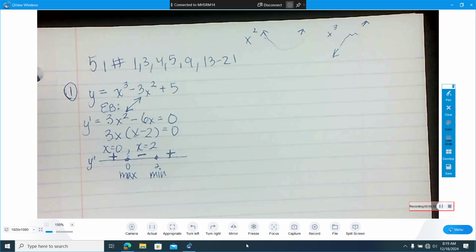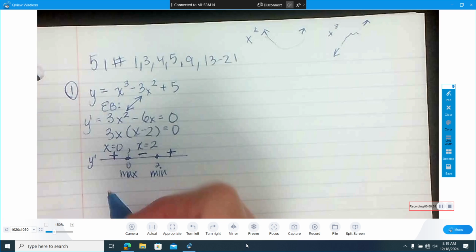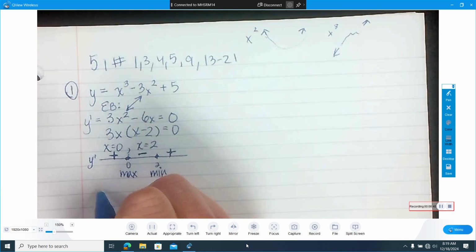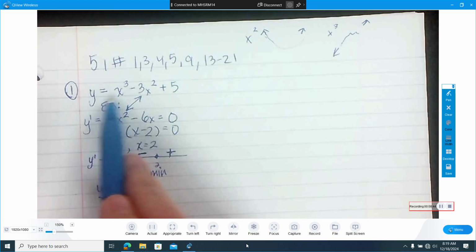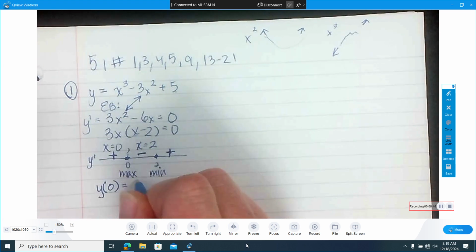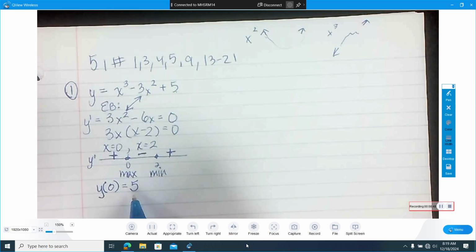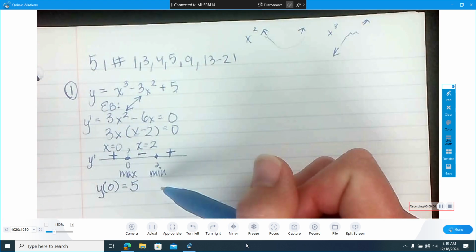Now what we can actually do to help us graph this is, this gave us a lot of points here. If I find the y value when I plug in a 0, I get 5. That's a point on the curve. That is a point on my function, and it is the maximum of the curve. So we just found a nice point to graph on our function pretty easily.